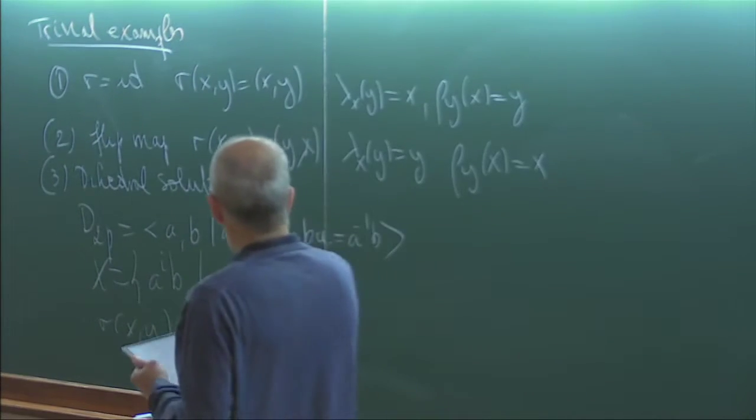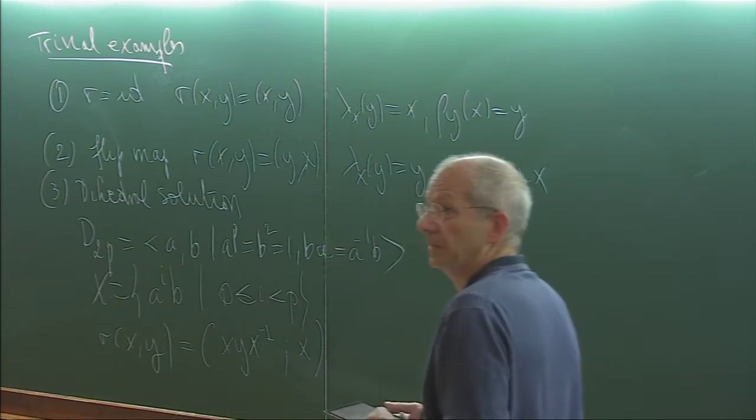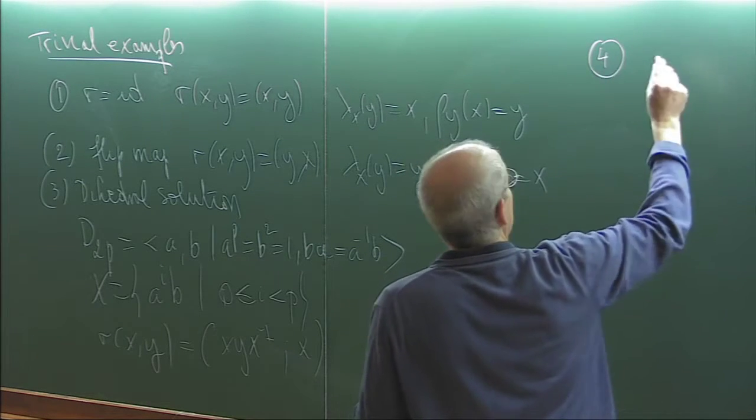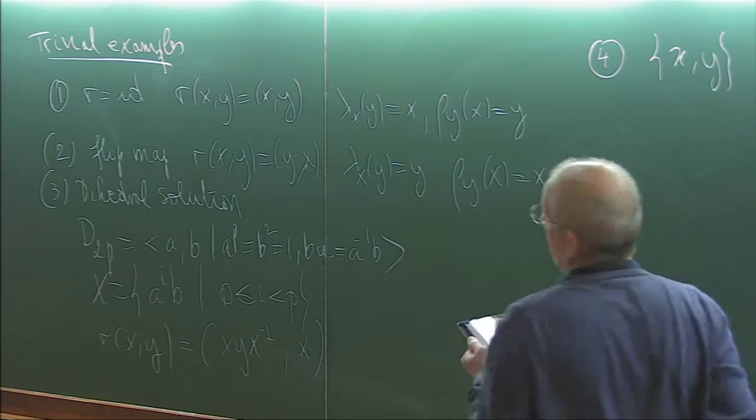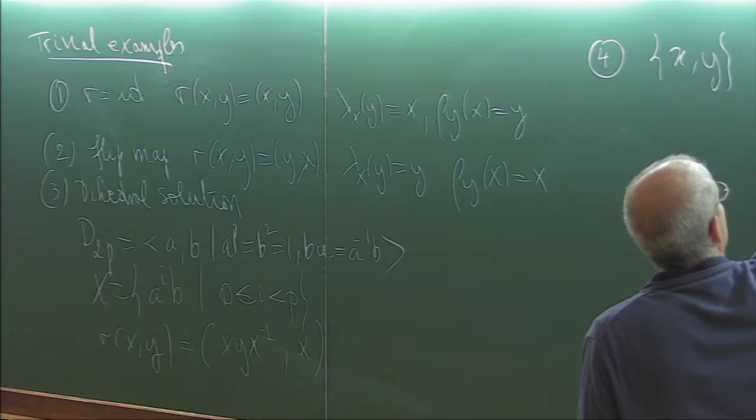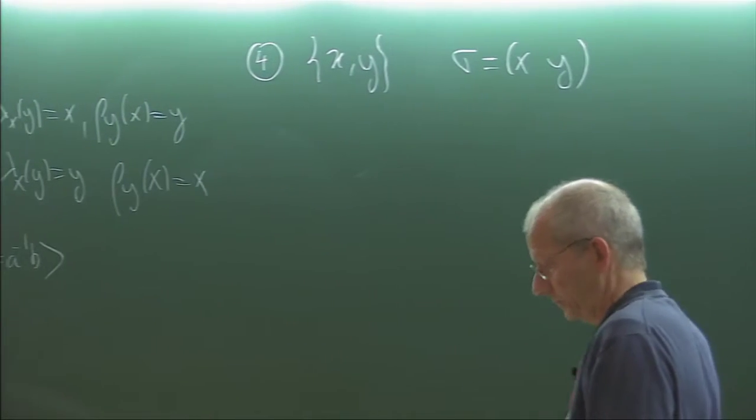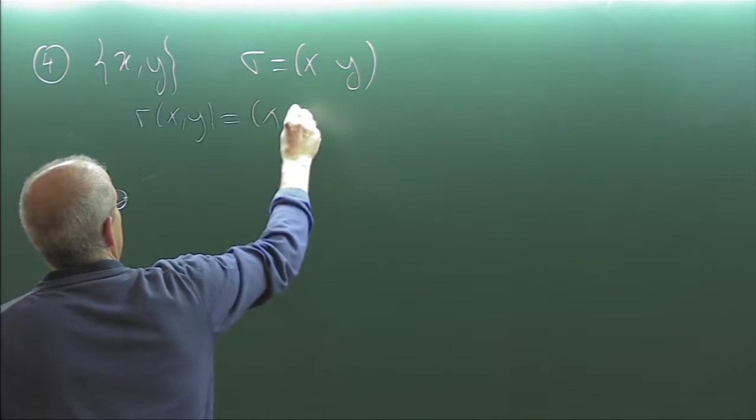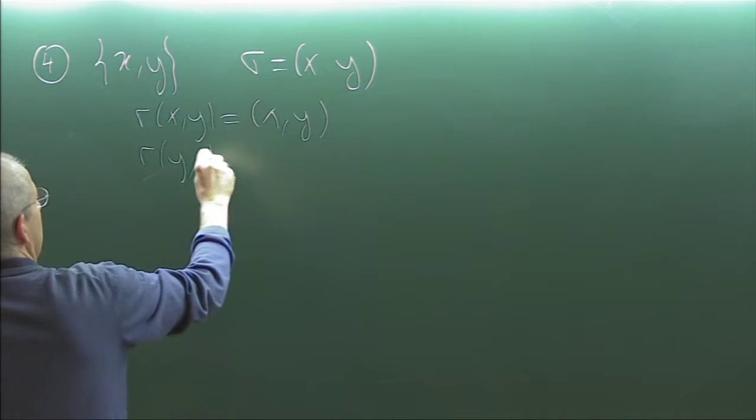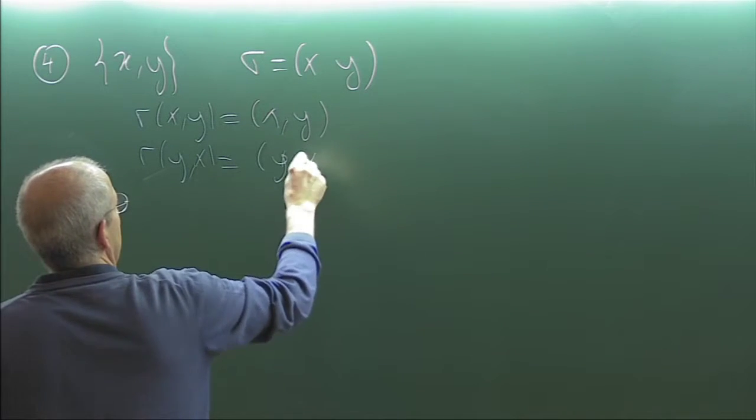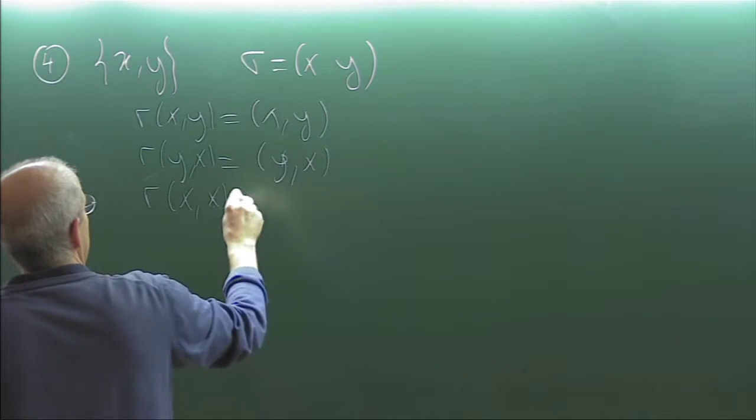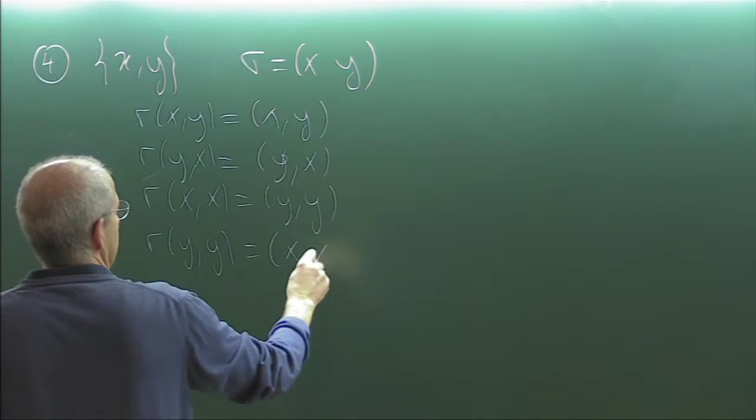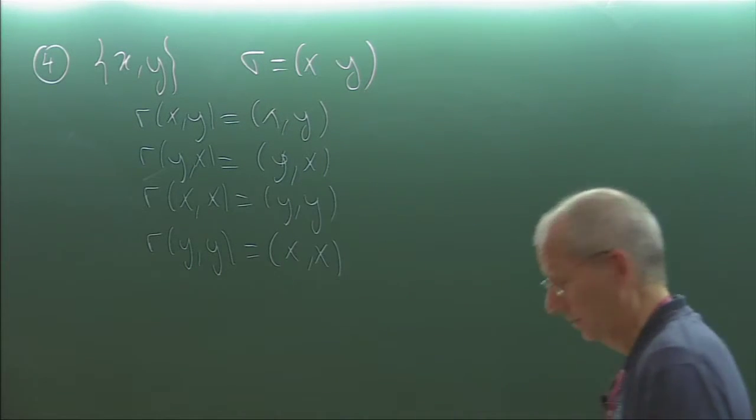Here the mapping is, the first one is conjugation. Another one is the following. I take a set on two elements, x and y, and I use a transposition sigma that flips x and y. And then you define R of xy equal to xy, R of yx equal to yx, R of xx equal to yy, and R of yy equal to xx. And later I'll see why the sigma is important.